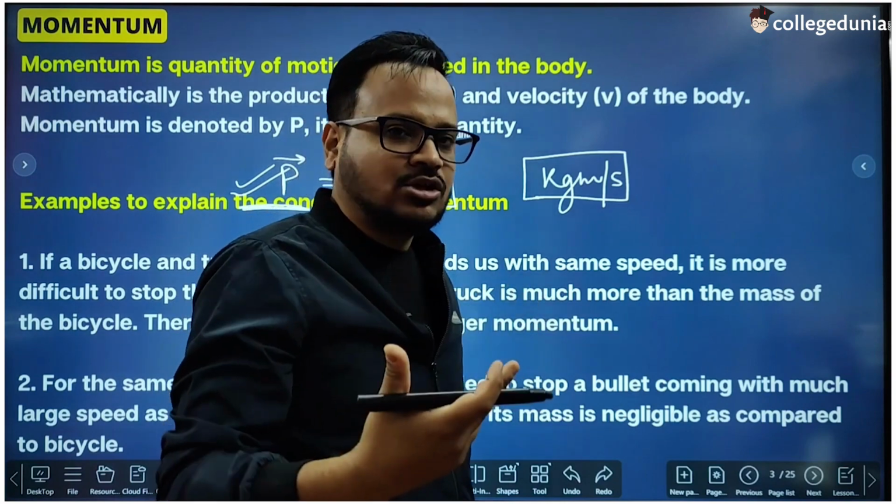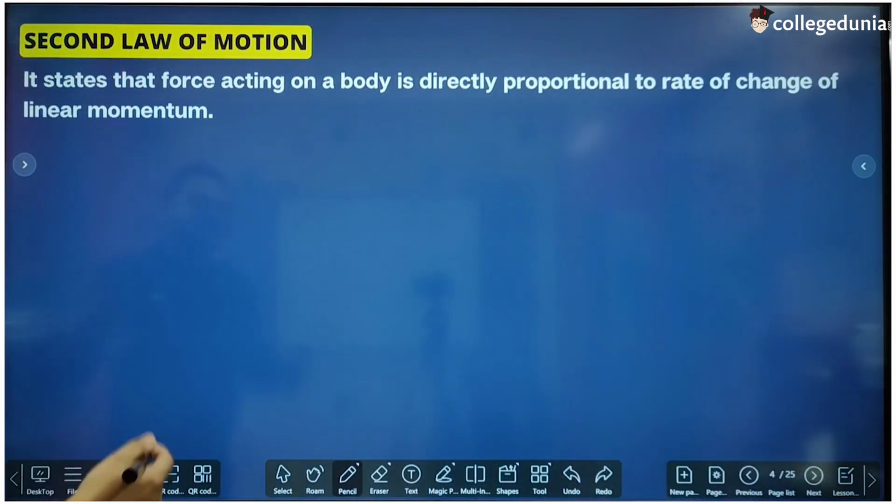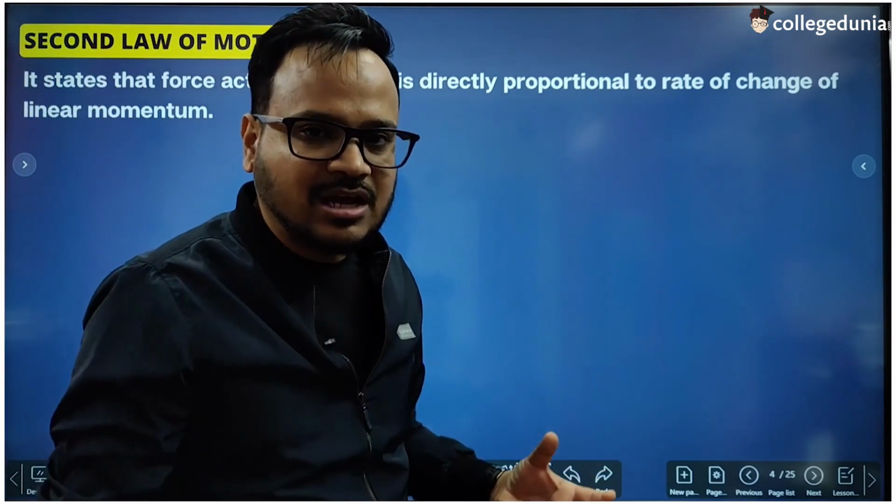The concept of force all depends on the concept of momentum, and which is the second law. Now from the second law, we are going to discuss some very good mathematics and many important numerical problems.